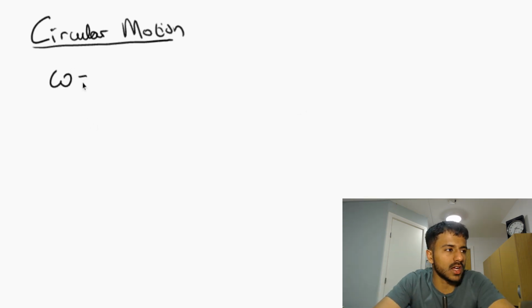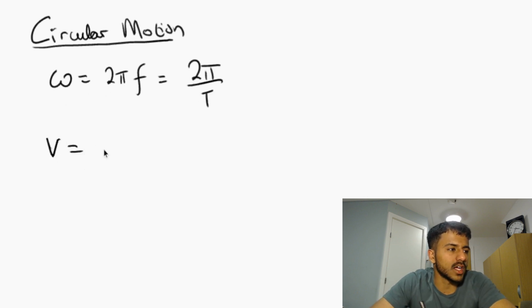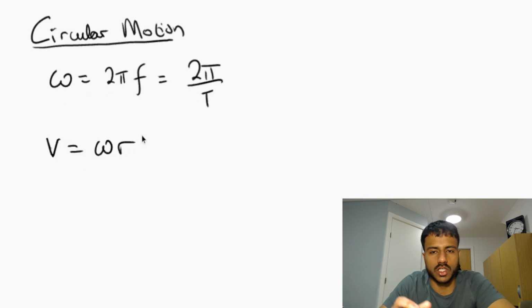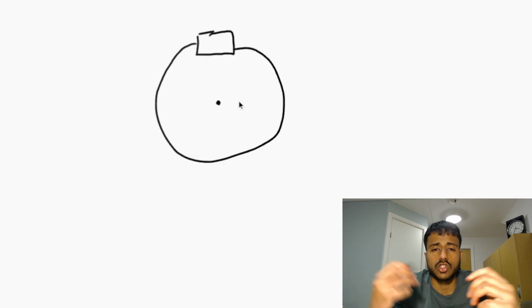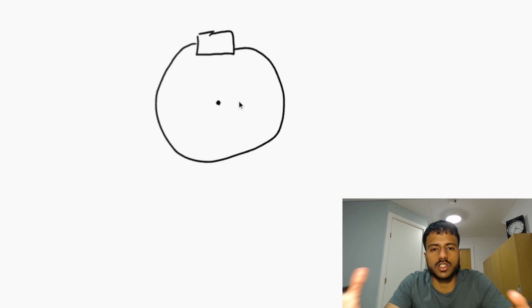Now we know that omega is equal to 2 pi f, or equal to 2 pi over the time period. But in circular motion, omega is also related to the linear velocity by this equation, where r is the radius of the circle. So what causes an object to go in a circular path?